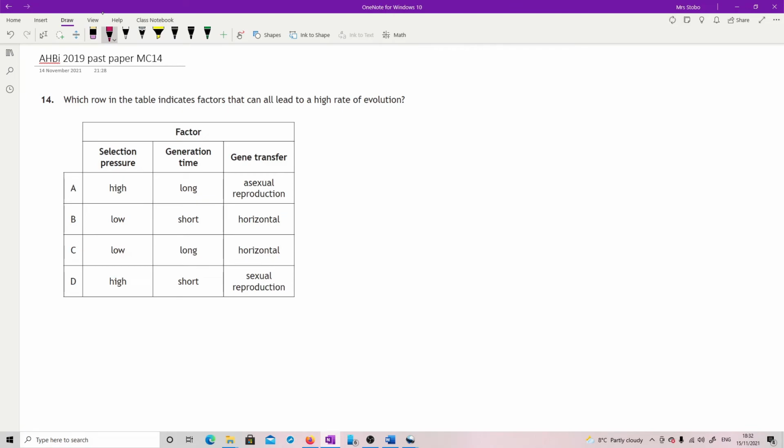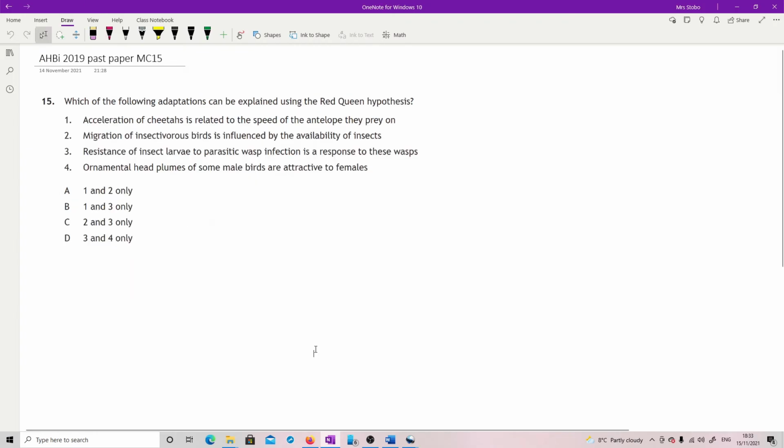14. Which row in the table indicates factors that can all lead to a high rate of evolution? Okay, so for a start, selection pressure, we need it to be high. Okay, the higher the selection pressure, the quicker we're expecting there to be a push for evolution. Our generation time should be short. Well, they've pretty much decided where we're going with this one now. Sexual reproduction will obviously increase rate of evolution. Horizontal would have been reasonable to put in as well, but they were asking for which one indicates that it can all lead to, so it has to be D.